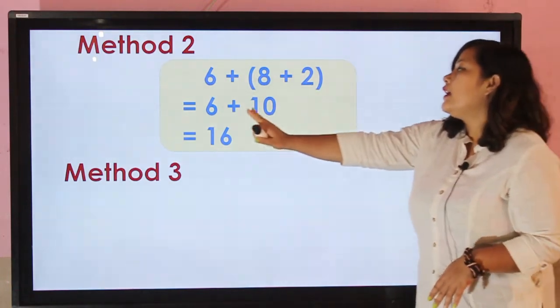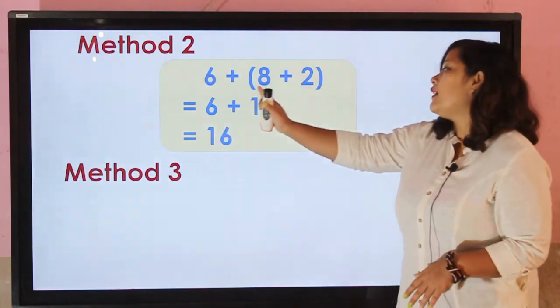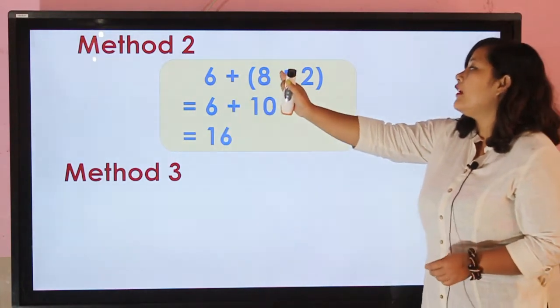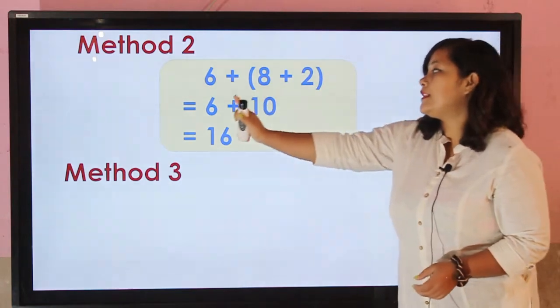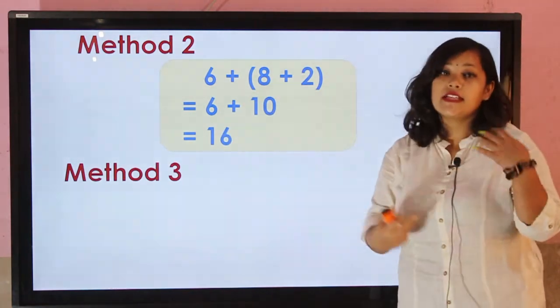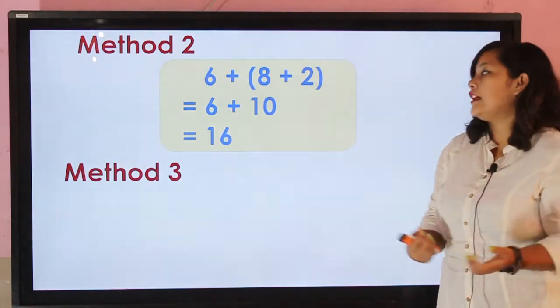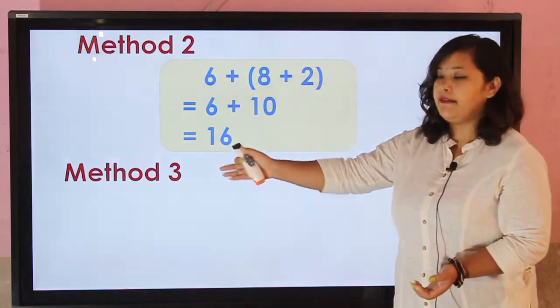Now we are going to add 6 and the sum of 8 plus 2. If we add 6 and 10, we will get 16. If we add 6 plus 10, what is the result? Yes, we will get 16.